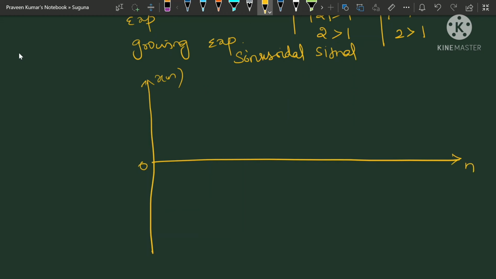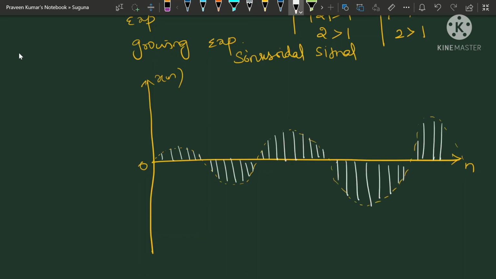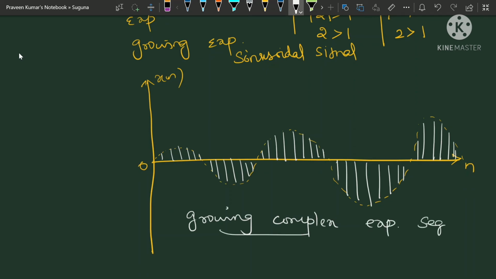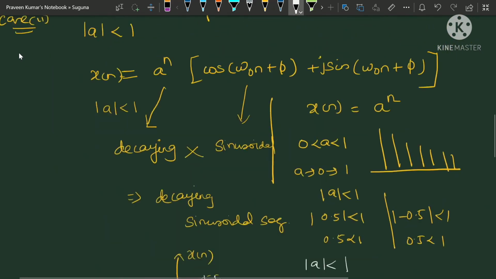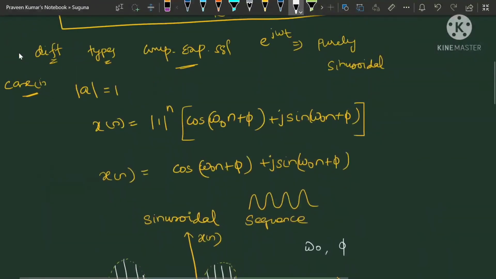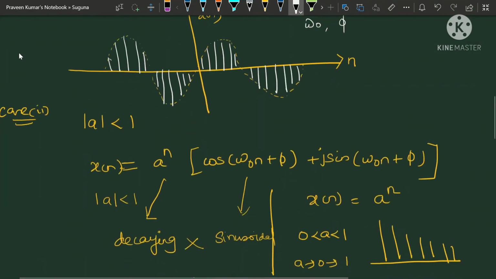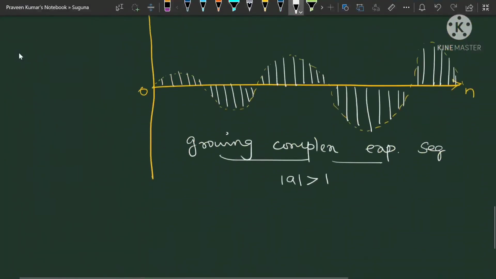Growing means it is getting increased. So the signal is a growing complex exponential sequence or signal, for modulus of a greater than 1. So we have seen 3 cases: modulus of a equal to 1, modulus of a less than 1, modulus of a greater than 1.